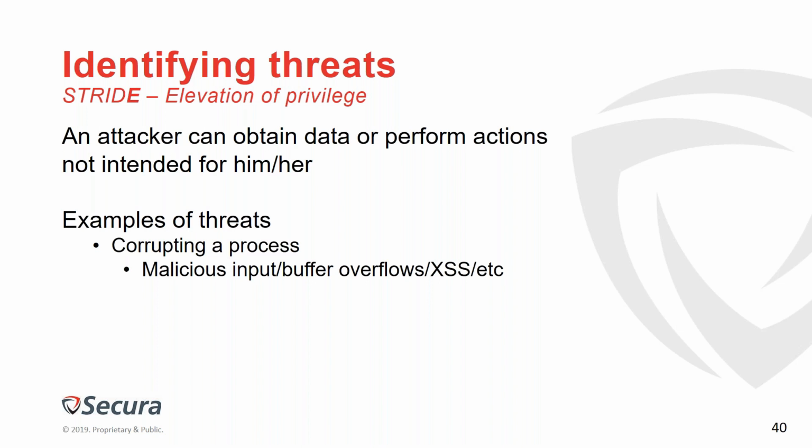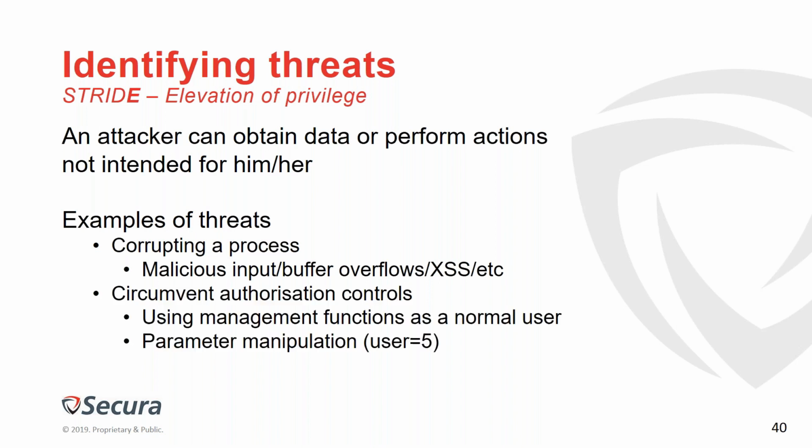Like, for example, corrupting a certain process, malicious input, buffer overflows, XSS, things like that. The Apache Struts vulnerability that was being abused to obtain access to the web server is an example of elevation of privilege. Circumventing authorization controls: an attacker can always try to use certain management functions that are available in an application, for example, to try to call them as a regular user to see how well the authorization controls protect against these types of attacks.